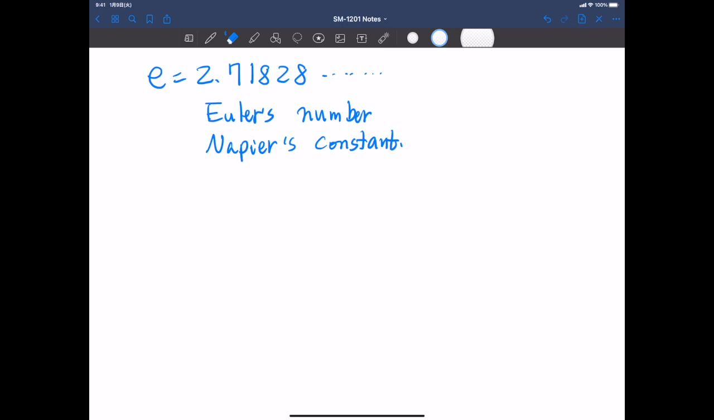Okay, next, we would like to define this famous constant e, which is also known as Euler's number or Napier's constant. This constant plays an important role in the study of complex numbers. But first, let us define the natural logarithm. Okay, definition of natural logarithm.